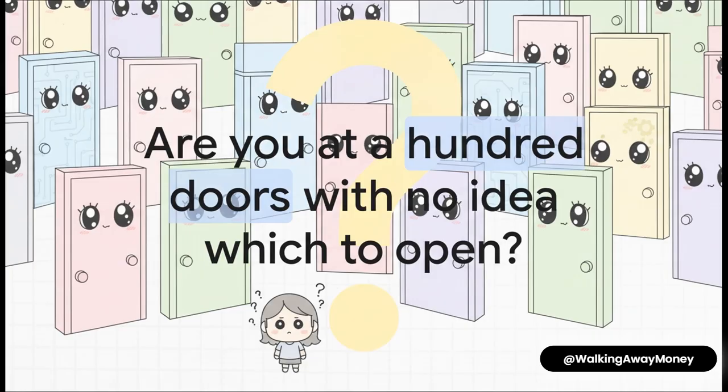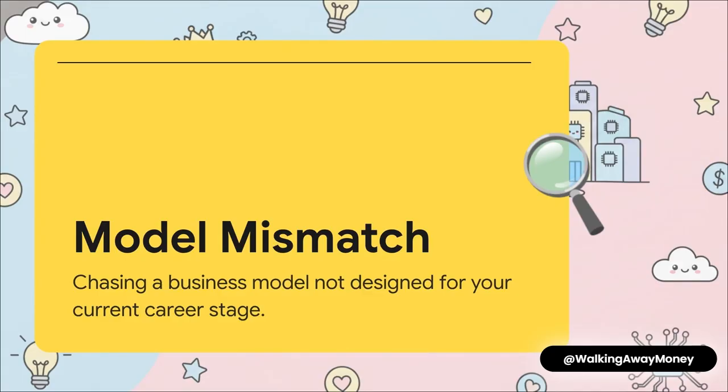The reality here? You aren't behind because you're lazy, and you aren't stuck because you're slow. You are just completely overwhelmed by options. You're basically stuck in what we call a model mismatch. Maybe you're a total beginner trying to start a super advanced software company. Or you're trying to run a dropshipping empire without the thousands of dollars needed for daily ad spend. You need a vehicle that matches exactly where you are right now.